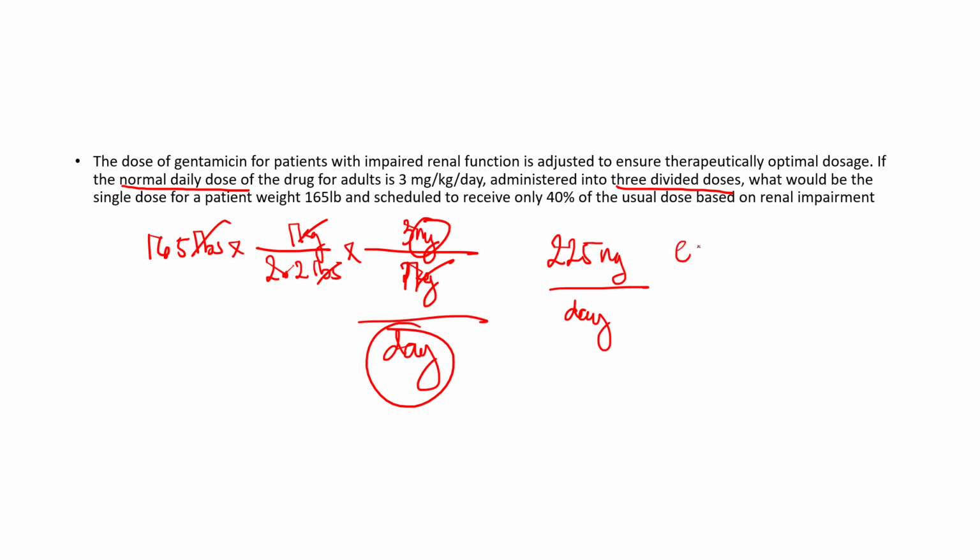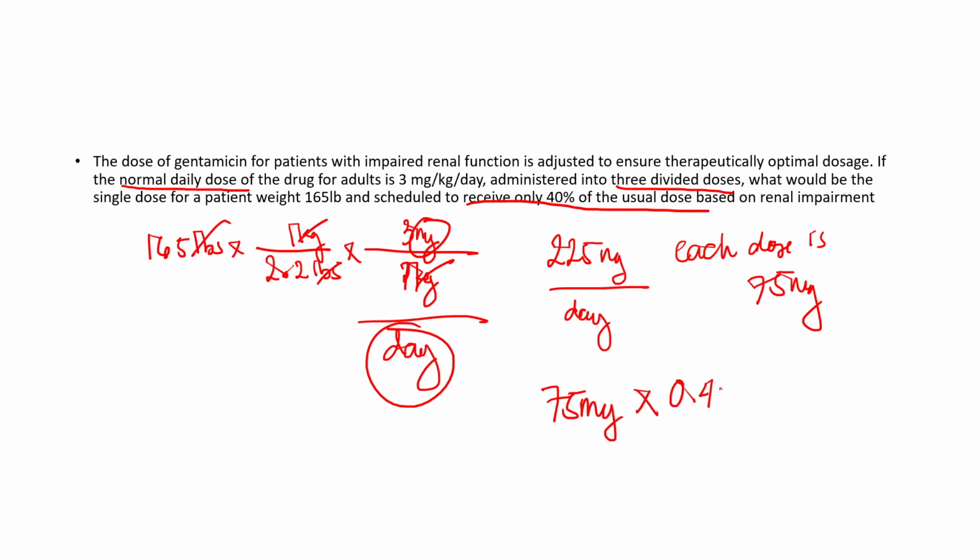Okay, it is divided into 3 doses. So each dose is 75 milligrams. However, the patient is only to receive 40% of the usual dose. So 75 milligrams is the usual dose and she needs to only receive 40%, times 0.40. That is 30 milligrams. This patient is set to receive only 30 milligrams of the drug.